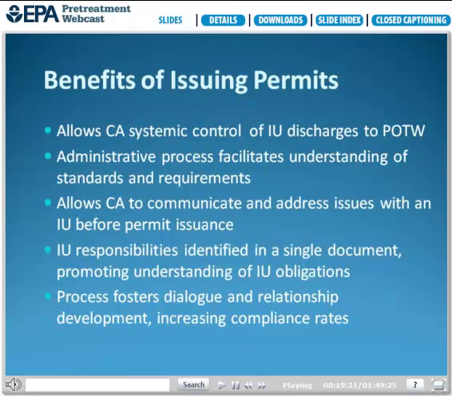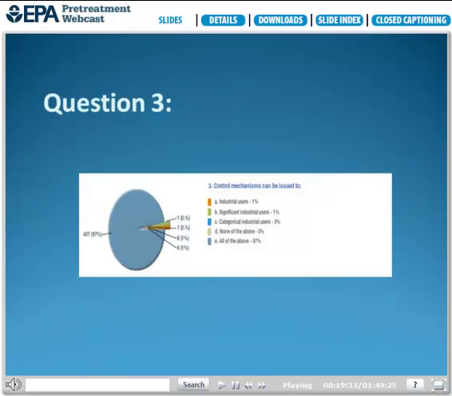Okay, thanks, Jan. That was a brief overview of control mechanisms and permits. So before we continue with the rest of Jan's presentation, here's a quick quiz question for everyone in the audience. This is a multiple choice question. Control mechanisms can be issued to A, industrial users, B, significant industrial users, C, categorical industrial users, D, none of the above, or E, all of the above.